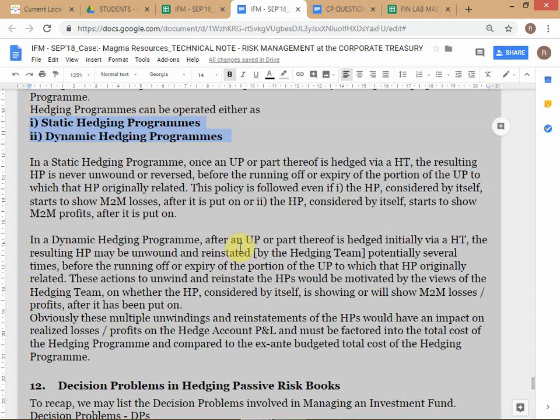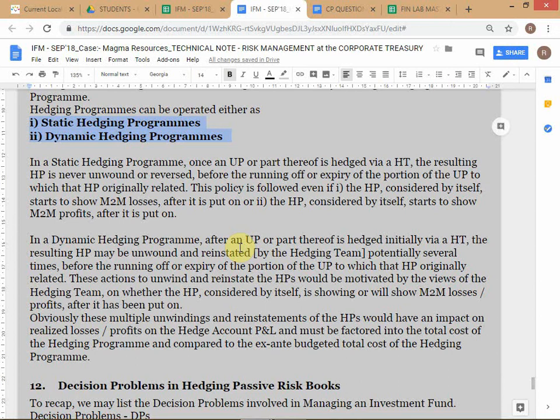Okay, so in a static hedging program, understand what this means. Essentially, that means that if you are going from a position of 100% unhedged to 100% hedged, the movement will be in one straight line. Even if you decide not to do 100% hedging at the beginning, if you start out by doing only 10% hedging, if you have hedged 10%, you will never lift that hedge.